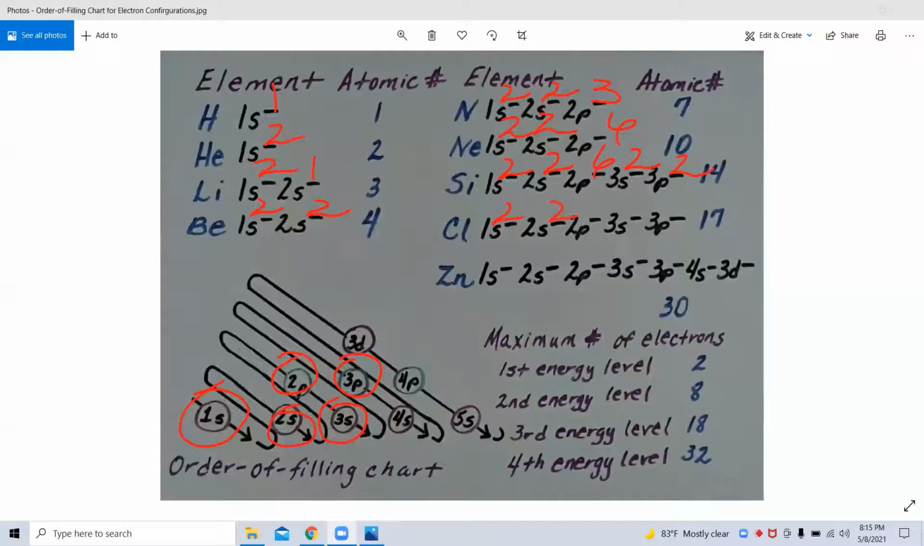Now that 2p, we said second energy level, the maximum number of electrons is 8. So we put a 6, right? Now 3s, the maximum number of electrons in an s orbital is 2. Now let's count these electrons. 2 plus 2 is 4, plus 6 is 10, plus 2 is 12. 17 minus 12 is 5, so you need 5 here. So there's your electron configuration there.